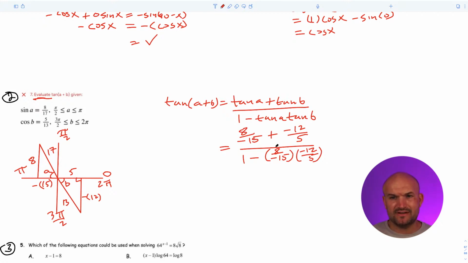Okay, so if I was going to combine like terms here, I could go ahead and get a common denominator, right? So that's going to give me a negative 8 over 15. And let's see, that's going to be plus a what? A negative 36. Negative 36 over 15.